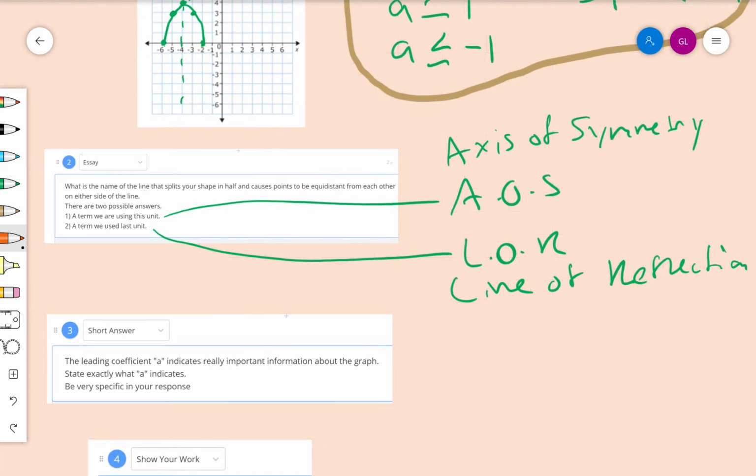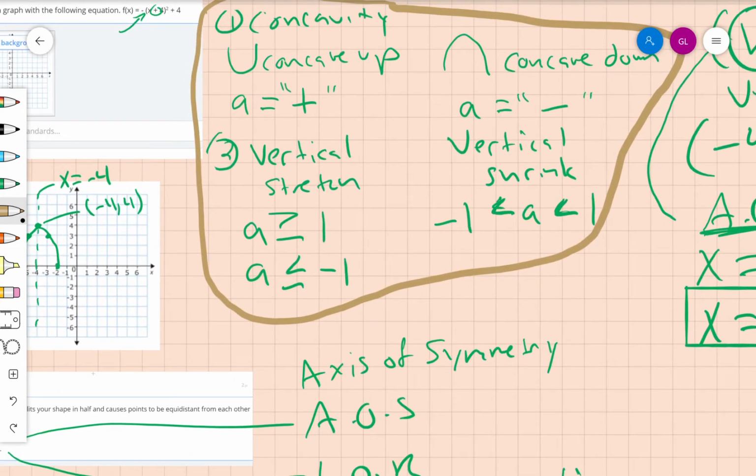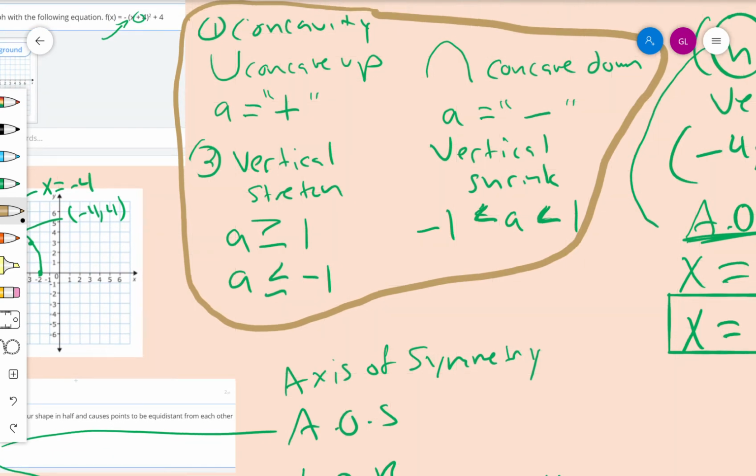It reads, leading coefficient A indicates really important information about the graph. State exactly what A indicates. Be very specific in your response. That's already up here. That's circled in brown. This is exactly what A indicates, and this is the detail I was looking for.